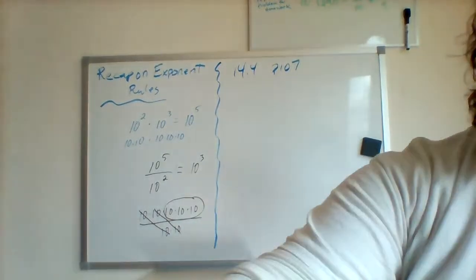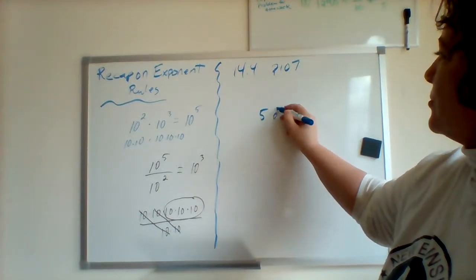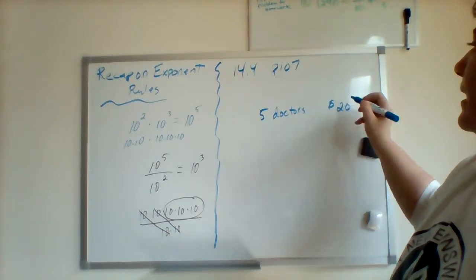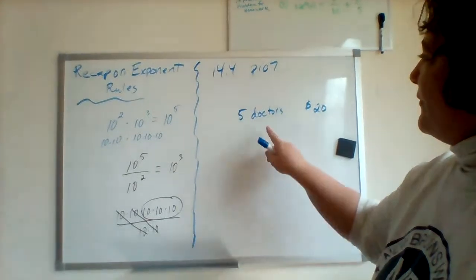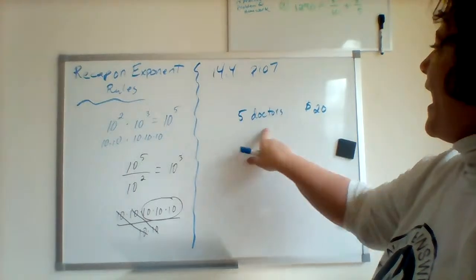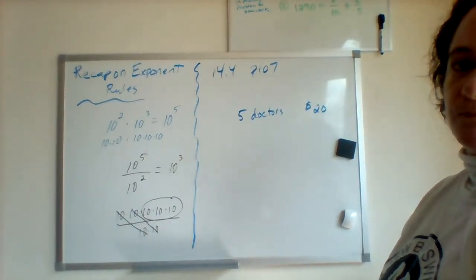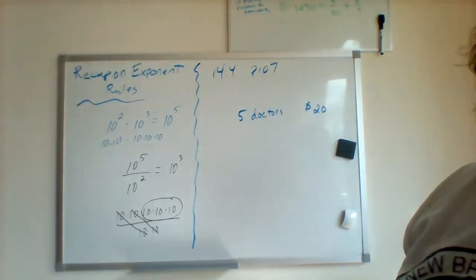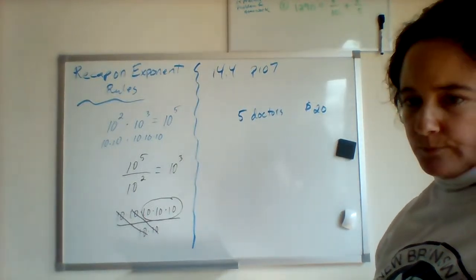Okay. Now, if I told you that there were 5 doctors and they each made only, I'm going to make something up really ridiculous just so that it's easy for us and then we apply it. If there were only 5 doctors and they each made $20 a year, that's their salary, how much do they all make all together? How much do all the doctors make all together?